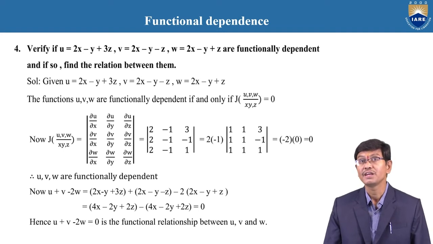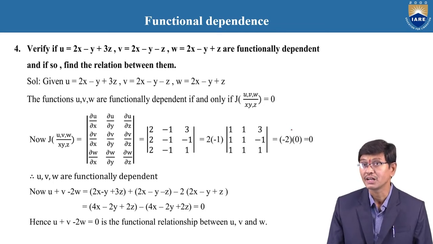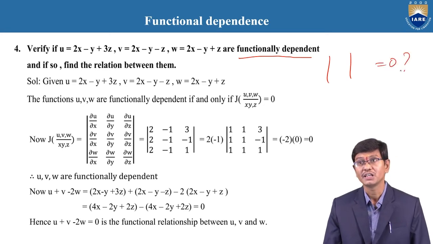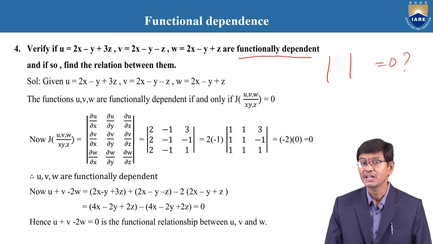Next one: verify if u is equal to 2x minus y plus 3z, v is equal to 2x minus y minus z, and w is equal to 2x minus y plus z are functionally dependent, and if so, find the relation between them. Here also, according to functional dependence, first of all we need to check the determinant of this matrix: whether it is equal to 0, the functions are dependent, and whether it is not equal to 0, the functions are independent.